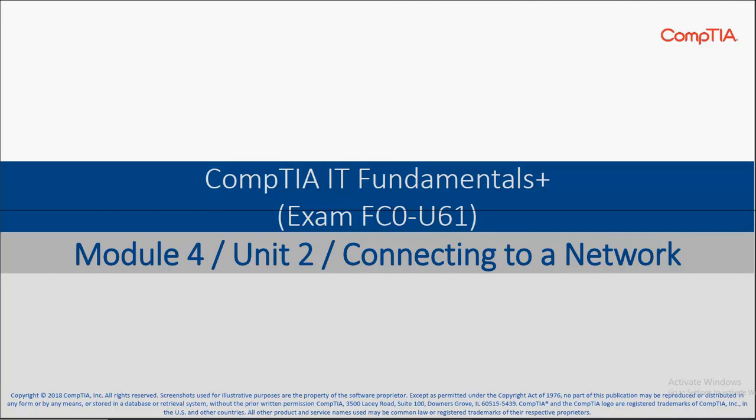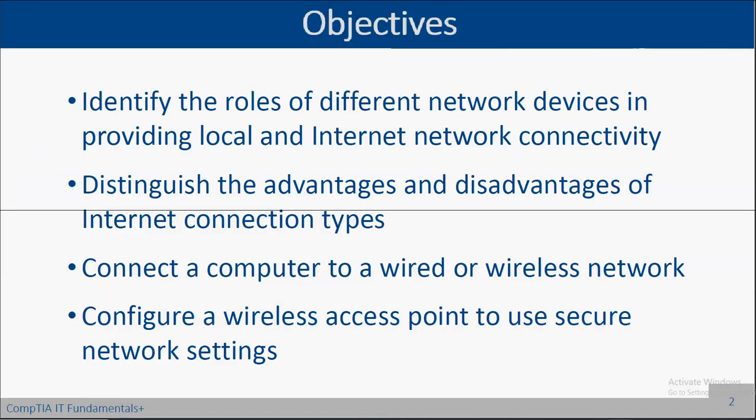IT Fundamentals Plus, Module 4, Unit 2, Connecting to a Network. The objectives for these lessons are: identify the roles of different network devices in providing local and internet network connectivity, distinguish the advantages and disadvantages of internet connection types, connect a computer to a wired or a wireless network, and configure a wireless access point or wireless router to use secure network settings.